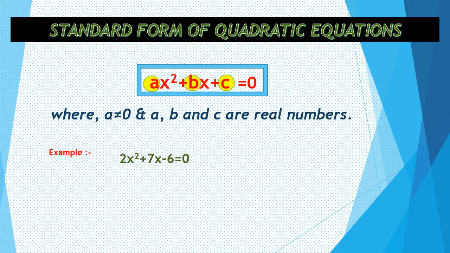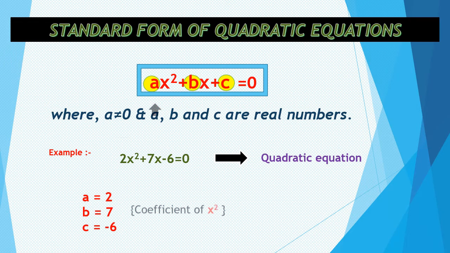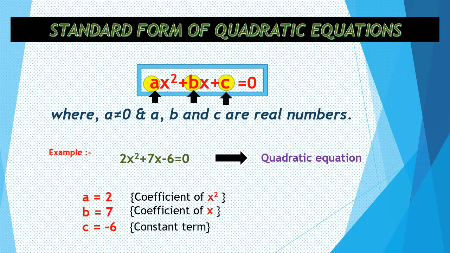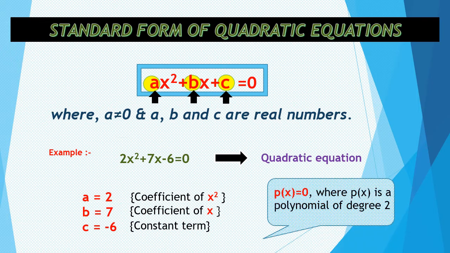For example, you can observe 2x square plus 7x minus 6 is equal to 0, and this is in standard form as well, because here we have arranged the powers in descending order. So this is an example of a quadratic where you can observe a is equal to 2, which is the coefficient of x square, b is equal to 7, the coefficient of x, and c is minus 6, which is the constant term. In short, we can say that any equation of the form p(x) is equal to 0, where p(x) is a polynomial of degree 2, is called a quadratic equation. So I hope you will remember all these concepts.